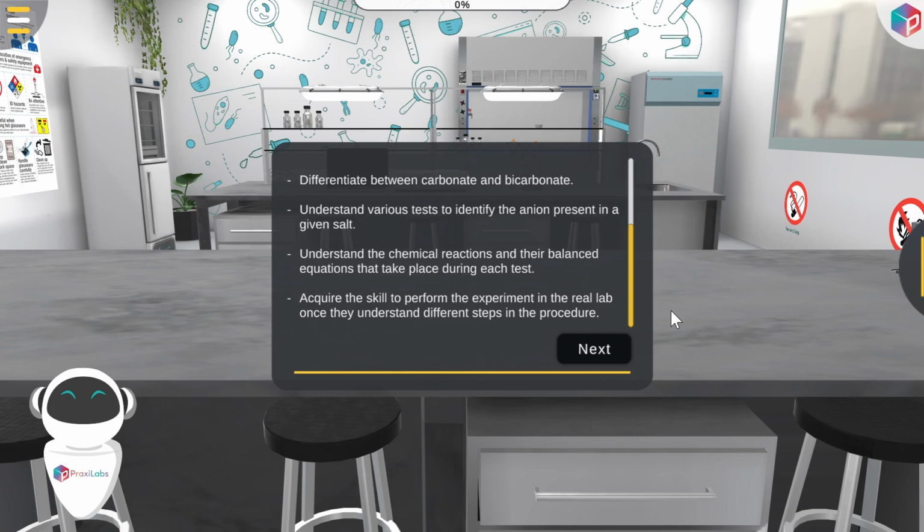Let's begin the experiment. You can track your progress using the progress bar at the top of the page.